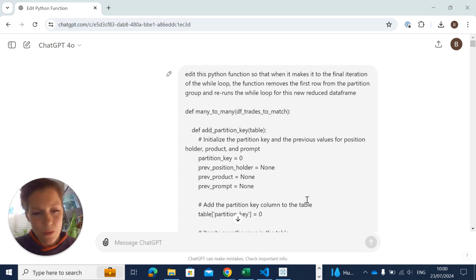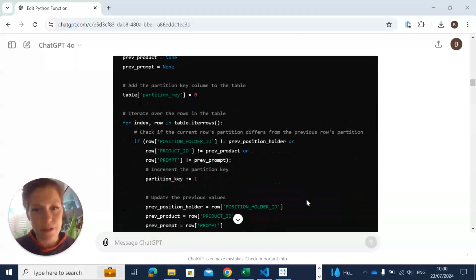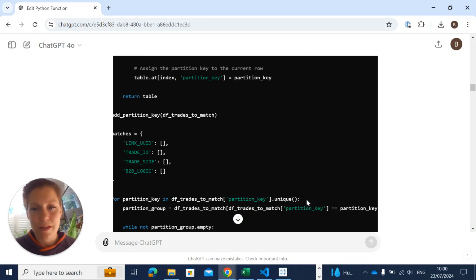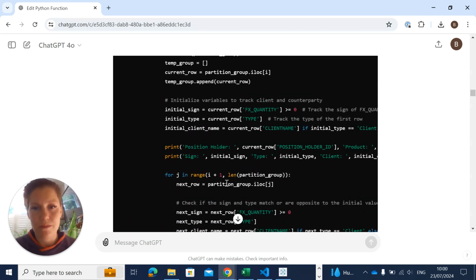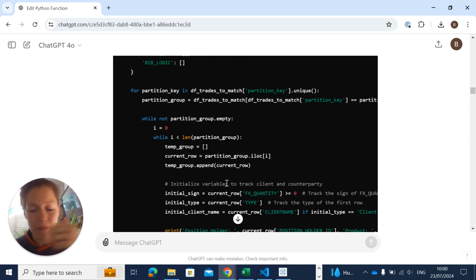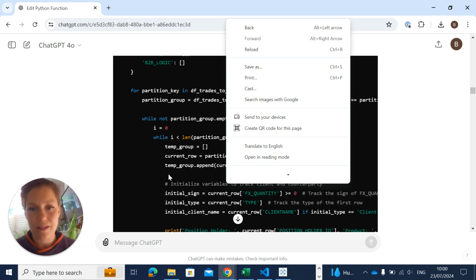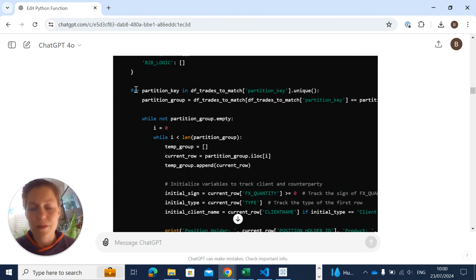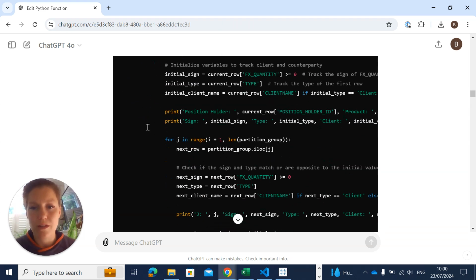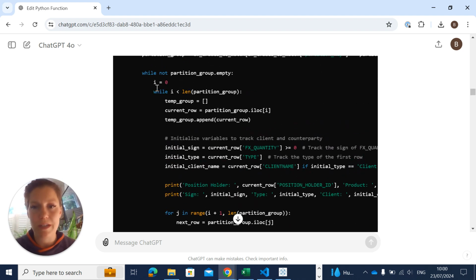What ChatGPT then produced was, I'll explain the difference between my code in the prompt versus what came out at the end. In my original code, I had a for loop, a while loop, and then a for loop. What ChatGPT did is it inserted this while i is less than length of partition group condition.